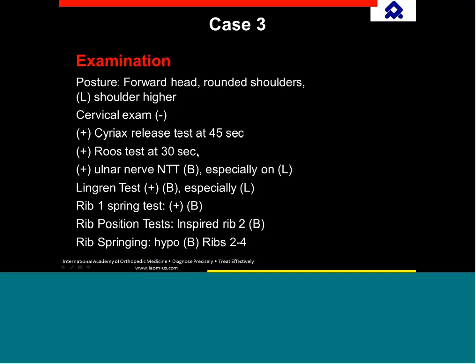She has a Roos test, which we won't cover today. She has an ulnar nerve neural tension test, positive, especially in the left. She's got a Lindgren test, and she's got rib testing. So we already know that she's got ribs, or a first rib specifically, that is positioned in a way that is contributing to a mechanical tension on this neurovascular bundle.